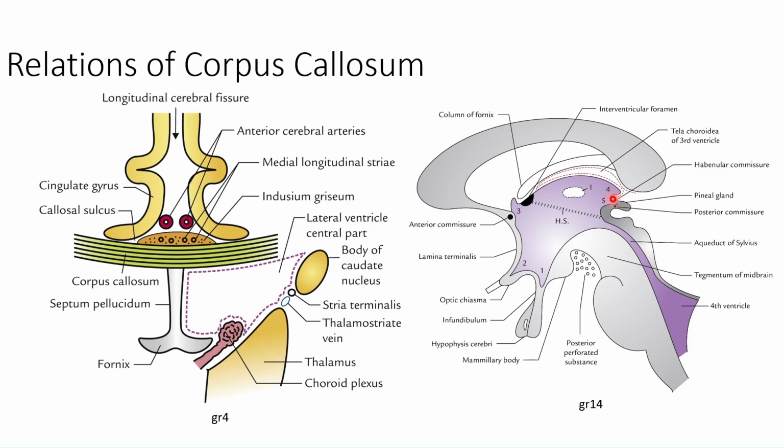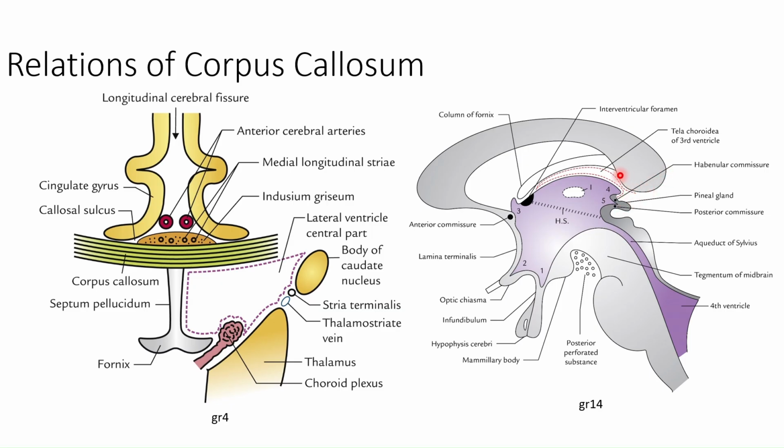This stalk divides into superior and inferior lamina. In the superior lamina you will see the habenular commissure, and this is also a commissural fiber, and in the inferior lamina you will see the posterior commissure. So all these things are related to the splenium part.